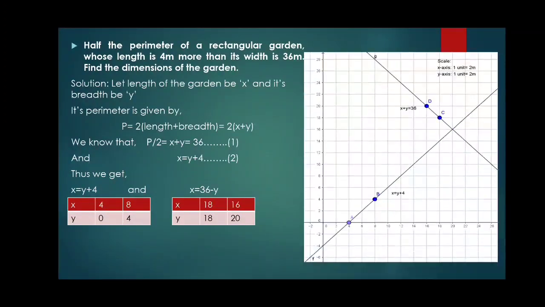So now using these points, if we plot the graph, you can see the lines or the plot here. You can see the scale first. On the x-axis, 1 unit is equal to 2 meters.